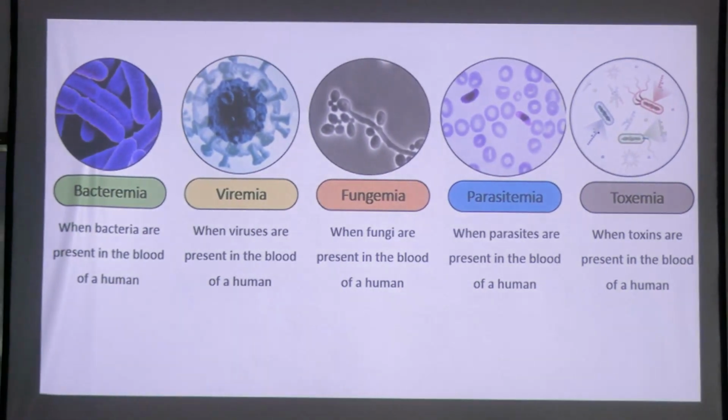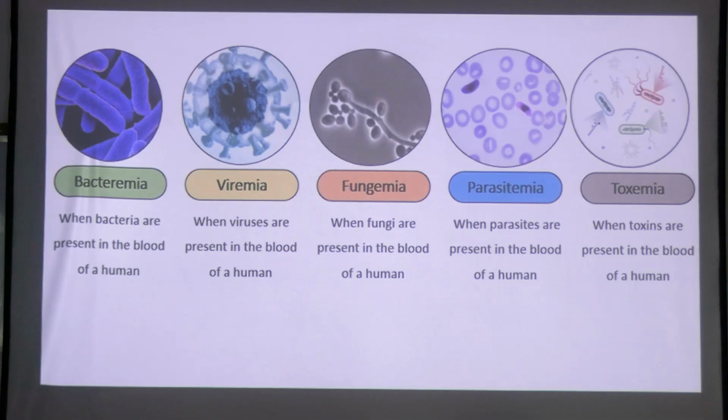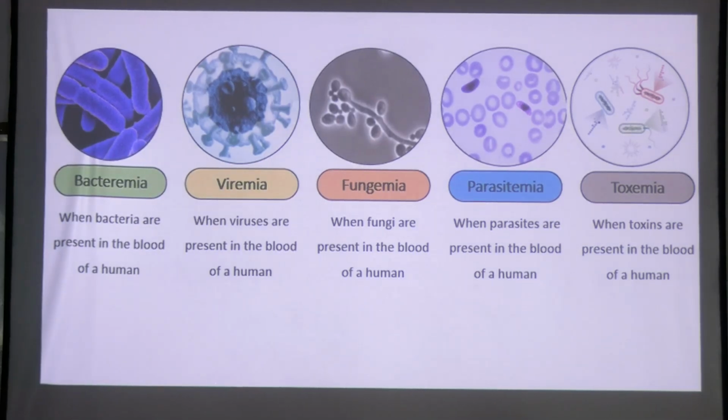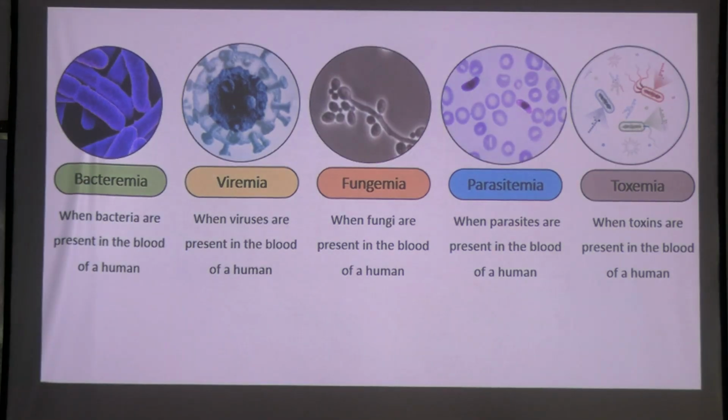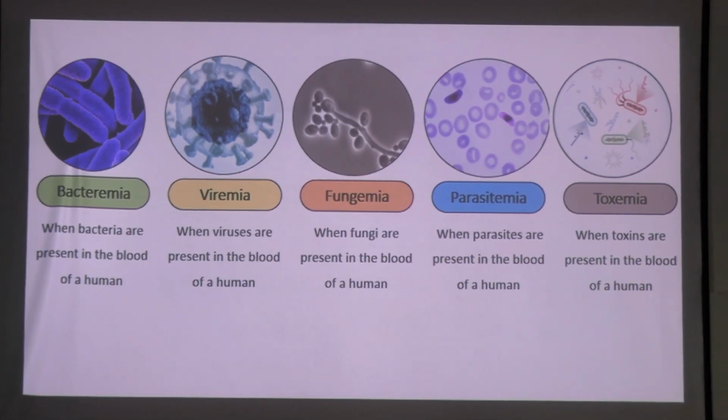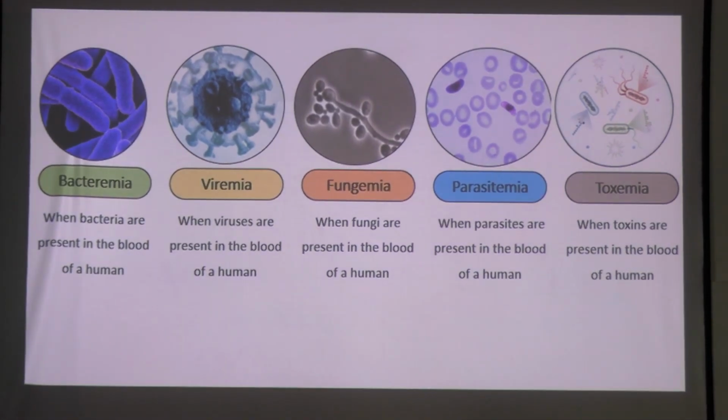And finally, in many of the diseases, say there is an infection in the lower limb, but the bacteria which is causing the infection also produces some metabolites which are toxic to the human body. Hence, they are called toxins. These toxins may be absorbed into the bloodstream. So, if these toxins are present in the blood, then we call it toxemia.